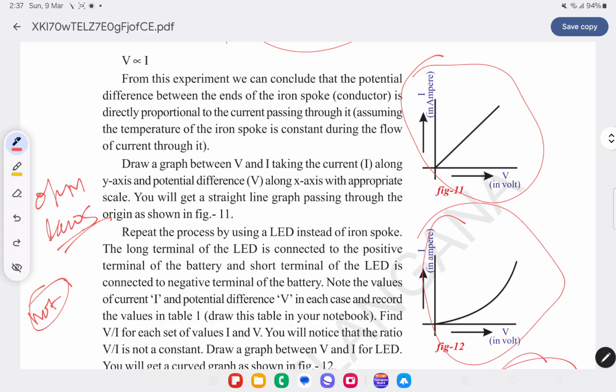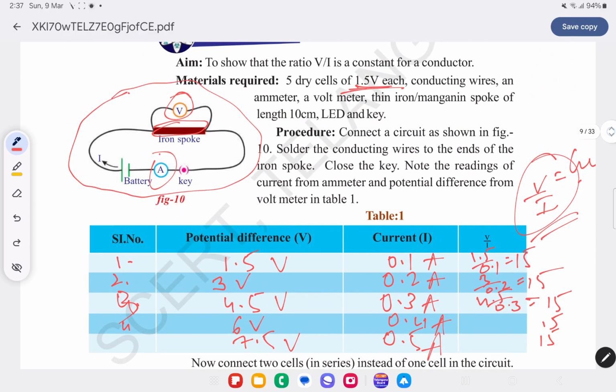That means the materials which follow or obey Ohm's law are called ohmic materials, and the materials which do not follow or do not obey Ohm's law are called non-ohmic materials. Now, this activity is with an ohmic material only, because we are taking iron. Iron is an ohmic material.